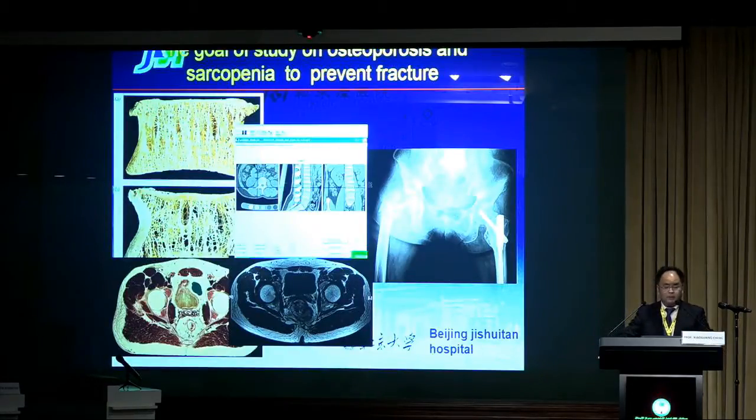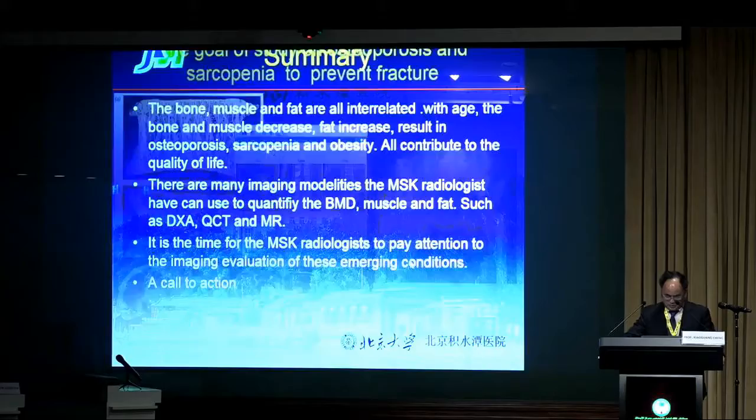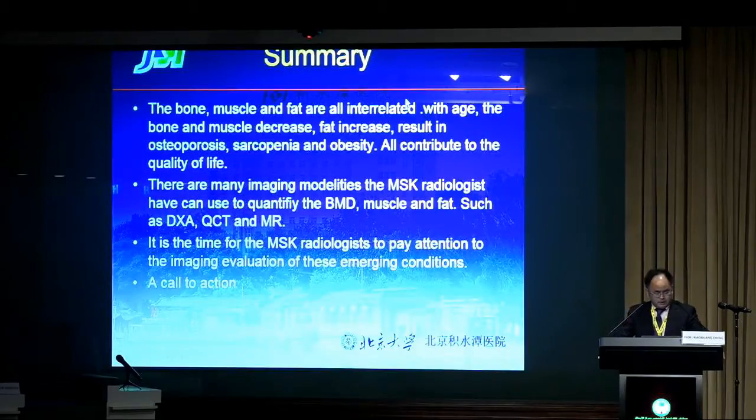I come from Beijing Jishuitan Hospital, which is a very big hospital for orthopedics, and we see these fractures in old ladies and old men, and it is really a tragedy if we cannot help them to prevent the fracture. So I think as radiologists, we should work together with the clinicians to provide the best care for our patients. In summary, I think we have bone, muscle, and fat, and many other tissues.